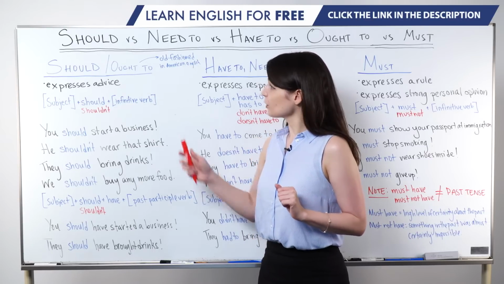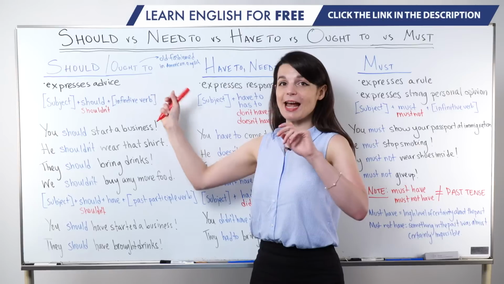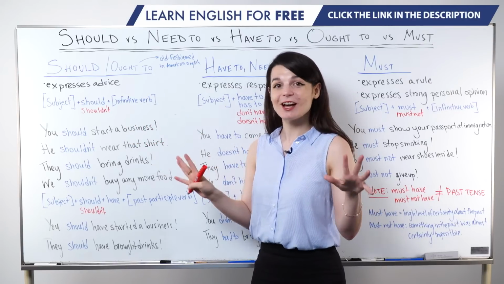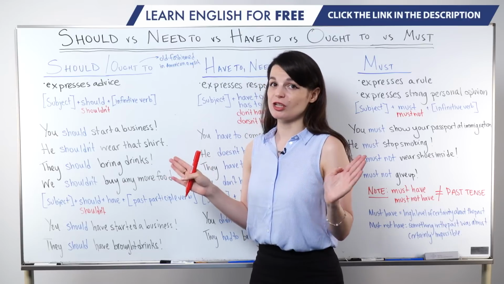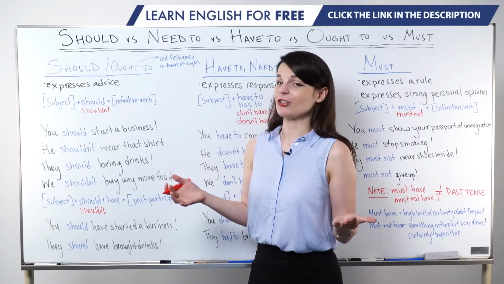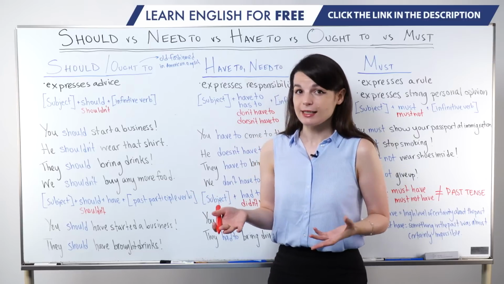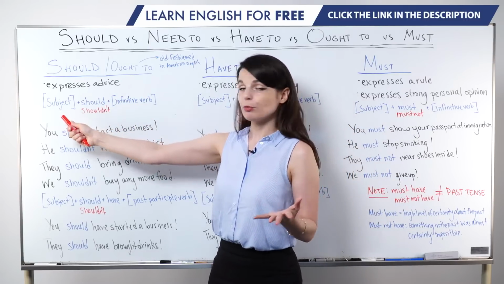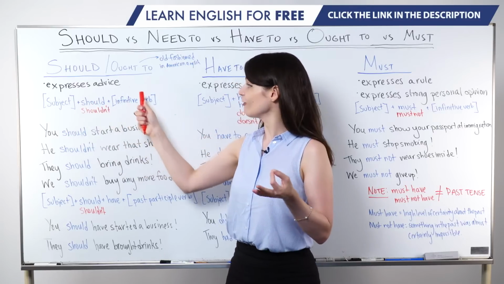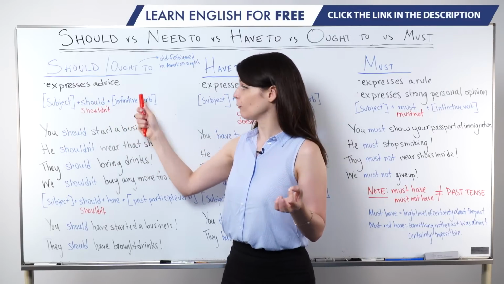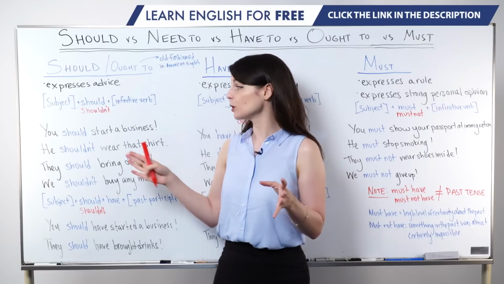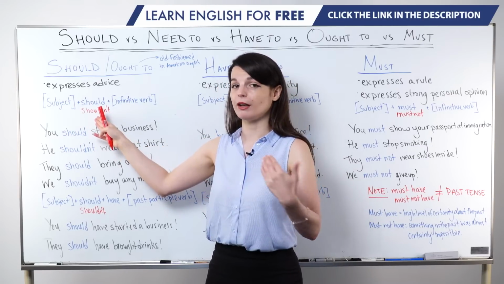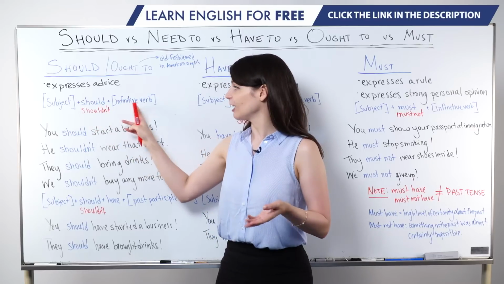So we use should to express advice, general advice. When we want to share our opinion or an idea about something, we can use should to do that in a friendly and efficient way. When we make sentences with should, it follows this pattern. Subject plus should plus the infinitive verb. If we want to make a negative statement, we use subject plus shouldn't, which is the reduced form of should not, and the infinitive verb.